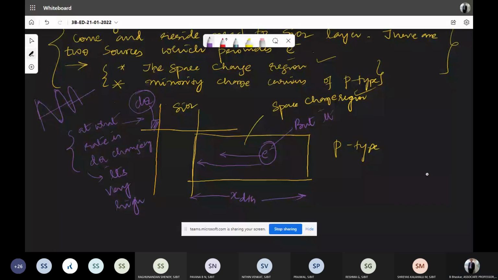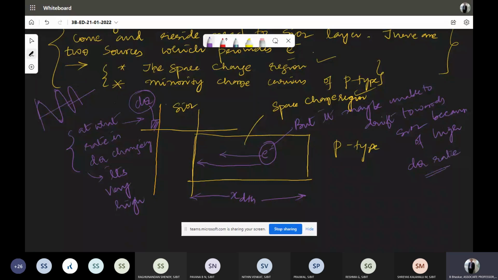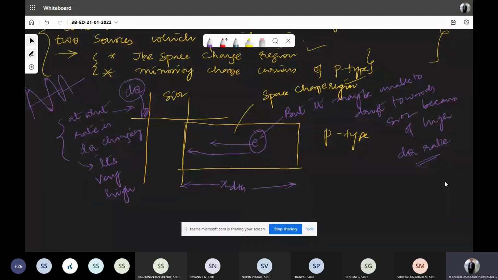it may be unable to drift towards the SiO2 layer because of what? Because of high dq, rate of change of charge. Because of high dq rate, and why is this high dq rate? Because of high frequency. So electrons will not be able to really drift towards the silicon dioxide layer side.